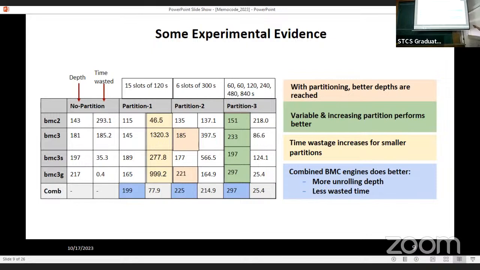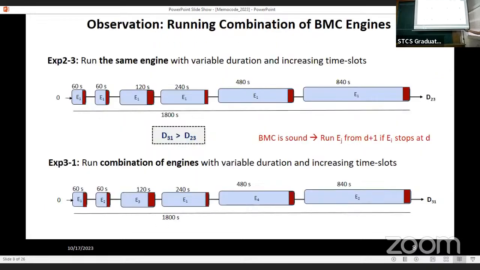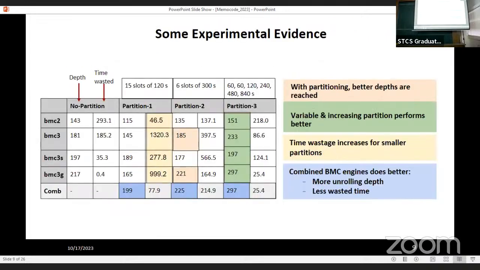The time wasted increases for smaller partitions because you now start wasting time at every small partition. So the combined BMC engine does better. It reaches more unrolling depth, and it also has less wasted time, because at this level this is the best engine for that kind of clause complexity, so the time wasted here is much less than the time wasted here. So these were our key observations.